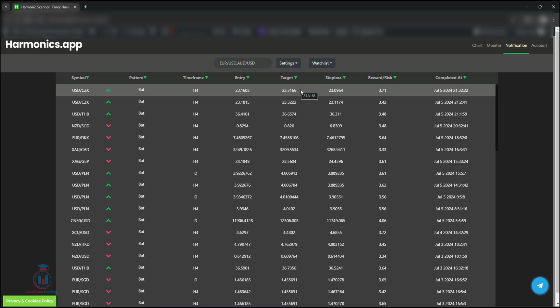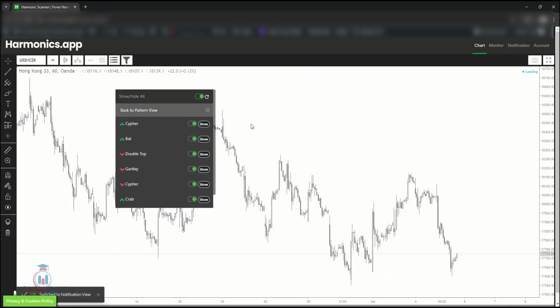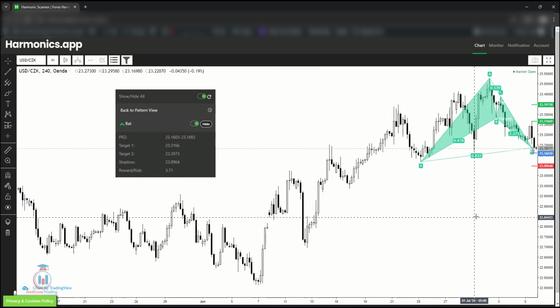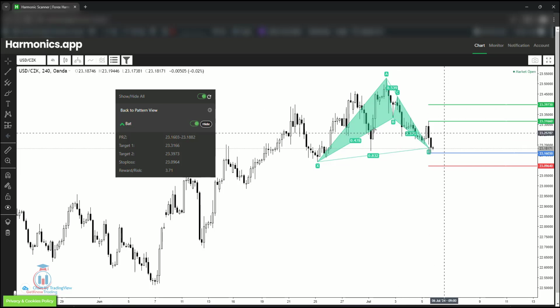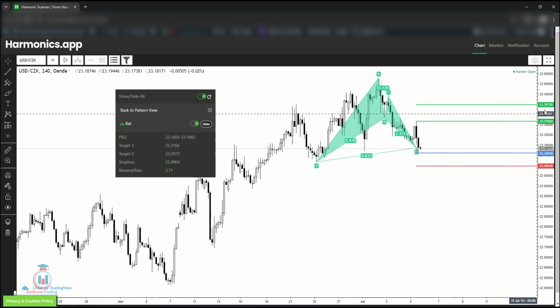If it appears, you get a notification on Telegram, you click on it, and you are redirected directly to the chart where you can see all the details about this one symbol, which is currently a Bat pattern. You can see the entry level, the stop loss, take profit 1 and take profit 2. If you would like to make the analysis, this is also a good way to do it.